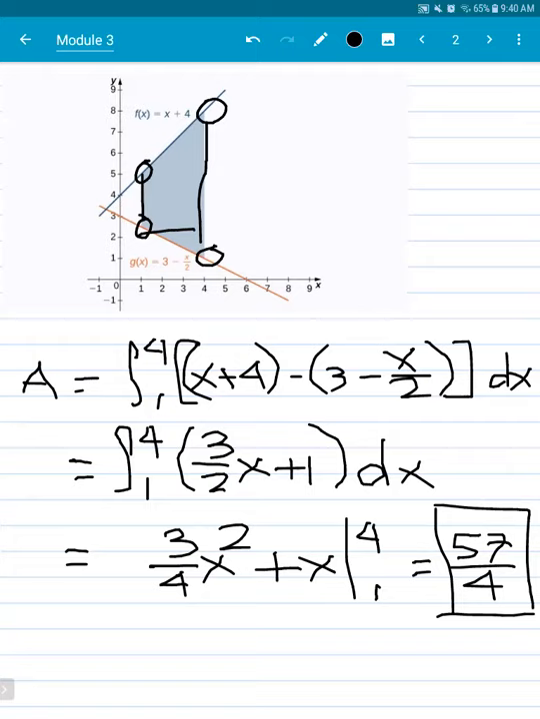But that can only be done if the region is a polygon in general. But if it's not a polygon, if the region has a curved boundary, then definitely we will be needing integral calculus to get the area of that region, as in the next example here.